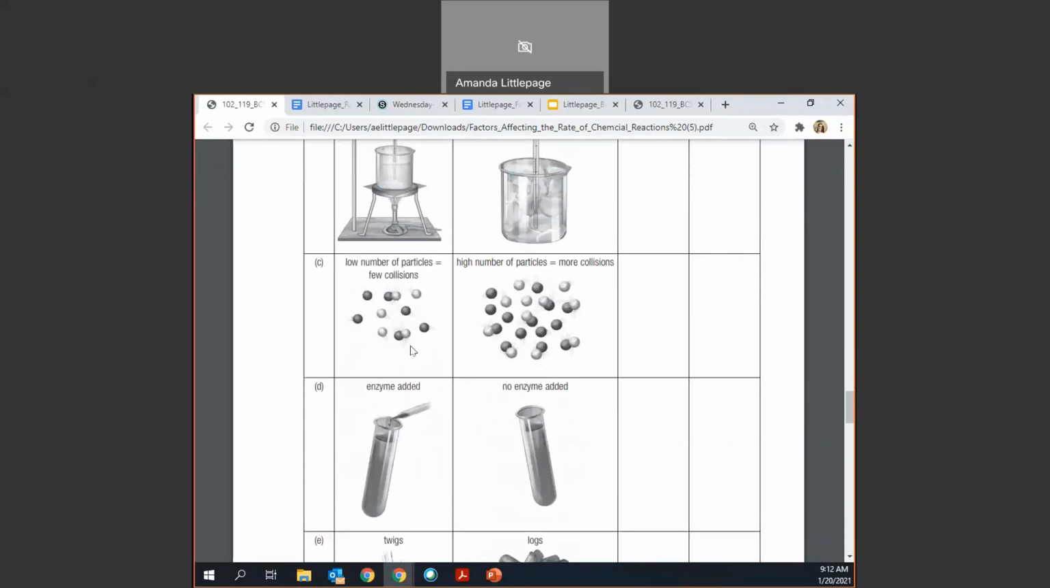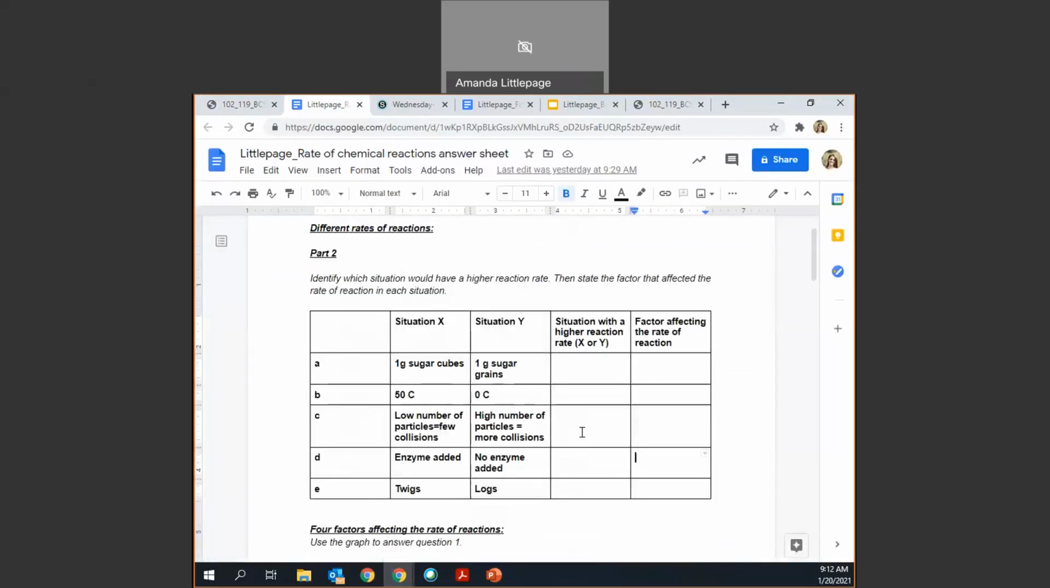Letter C, comparing the number of particles. Low number of particles equals fewer collisions. High number of particles equals more collisions. So if you have a higher concentration, higher particles, you're going to have a faster rate. So the faster rate would be scenario Y, which is this one right here. Again, you're typing yours here. So the situation would be Y because it has more collisions. And the factor that affects the rate of reaction is known as concentration.